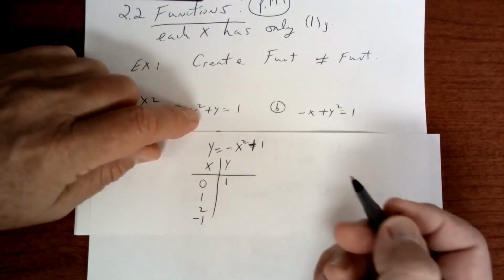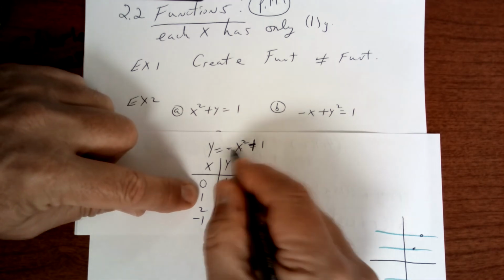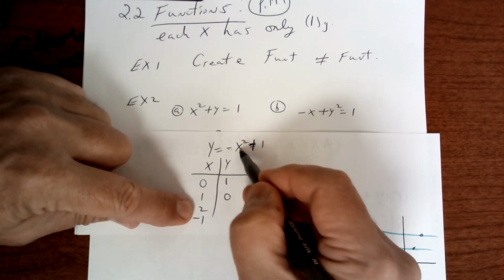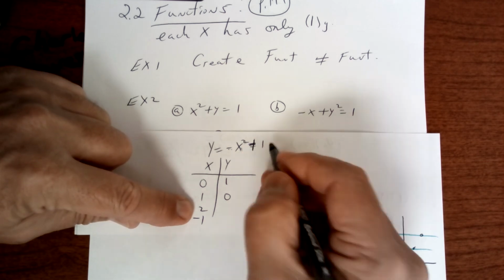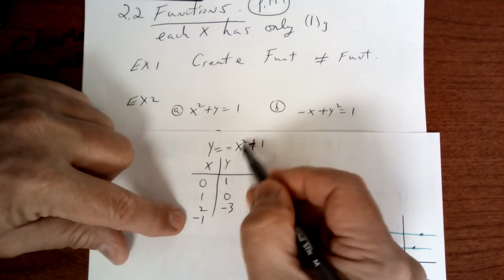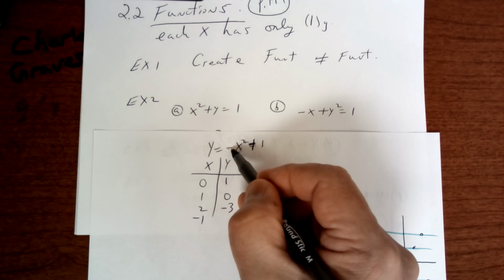And then this one right here, 1 squared is 1, but that makes it a negative 1. And 1 minus 1 is 0. And then this 2 is 2 squared is 4. That negative makes it a negative 4, so that makes that a negative 3. A negative 1 squared is 1, but that negative makes it a negative, and that gives you 0 here.